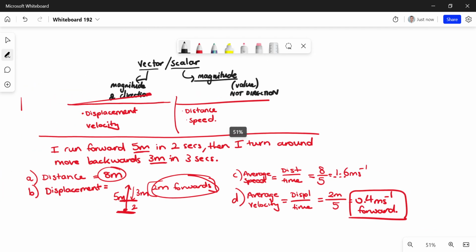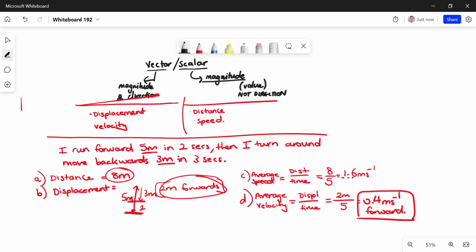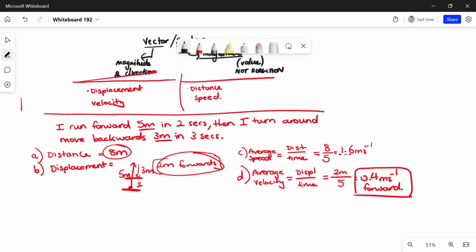So you can see that I get some pretty clear differences between the vectors and the scalars, and it means that it is very, very important that we distinguish what type of thing you are looking at when you're looking at these questions. Otherwise, you might get the incorrect answer for what we're trying to do.